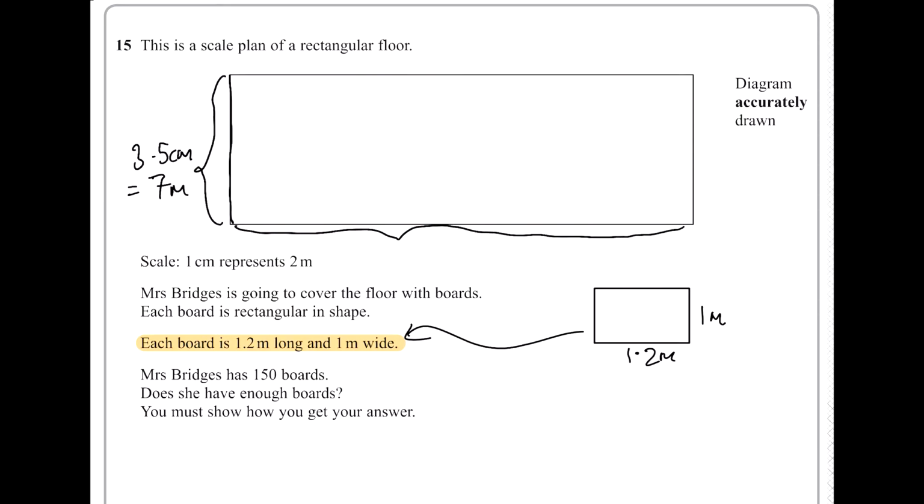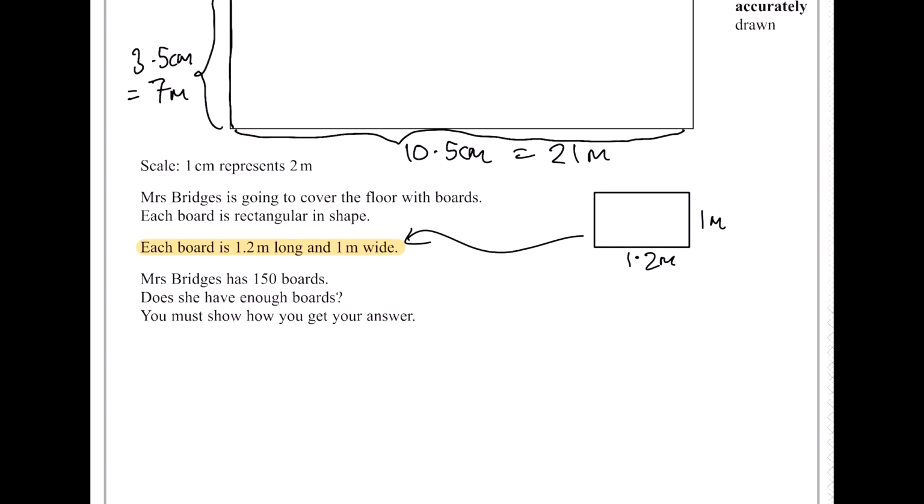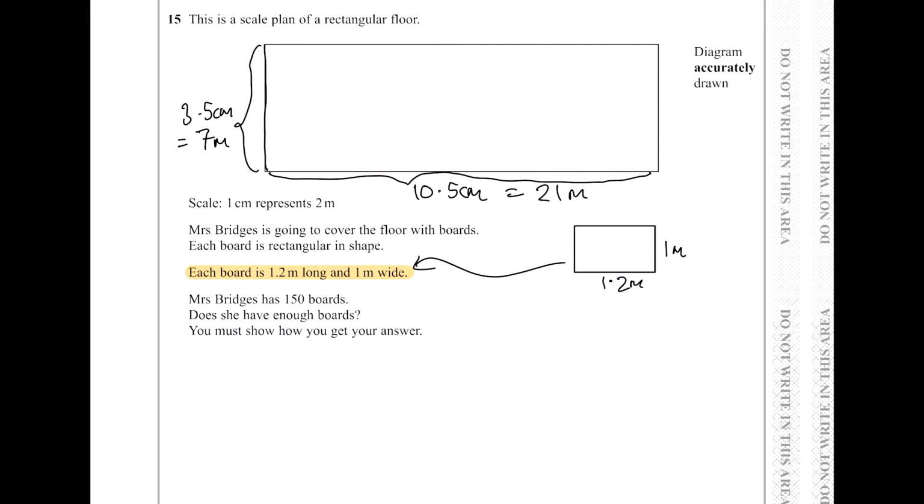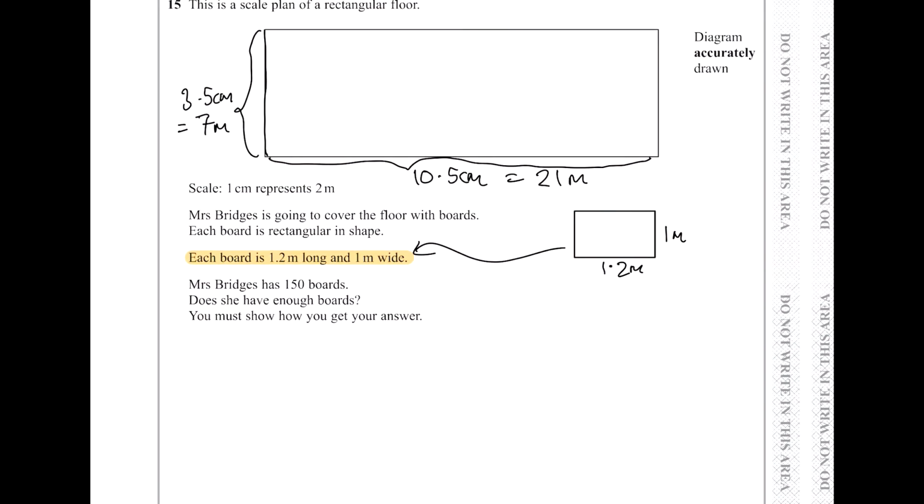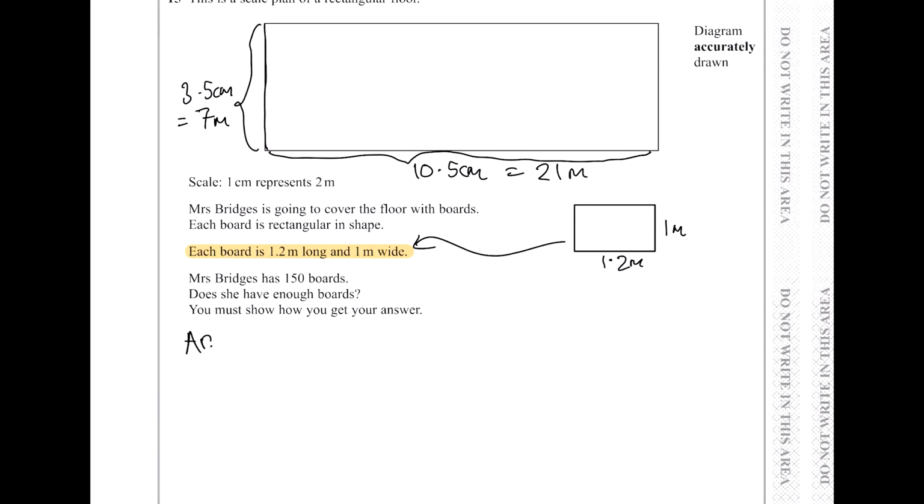And the same thing for this side. This side would roughly be around 10.5 centimeters, which is 21 meters. So now, to see if we have enough boards, we could find the total areas and see if they fit. So the area of one board would be 1.2 times 1.2 meters squared.